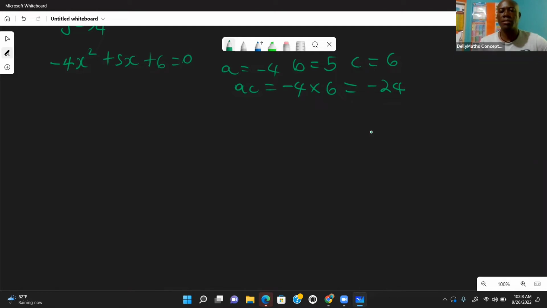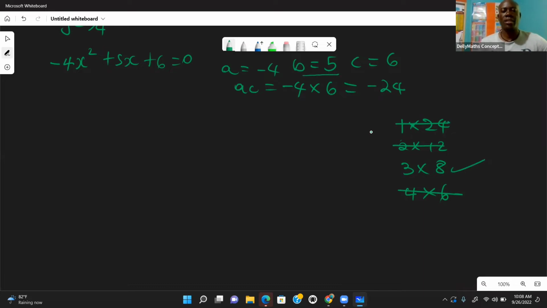But let's list the possible combinations: 1 times 24, 2 times 12, 3 times 8, and 4 times 6. These are all the possible combinations that could work, but only one would definitely work. So we're looking at which one of these we could get a 5 from, because they should add to give you back B. 1 and 24 can't work. The 2 and the 12 can't work. The 4 and the 6 can't work.